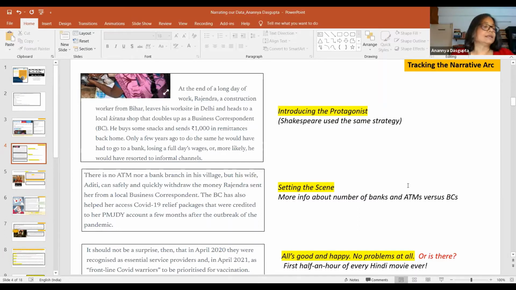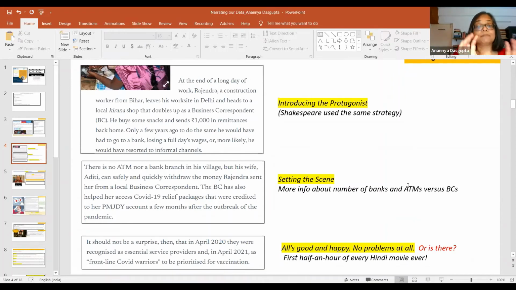There is the pandemic, there is the problem of sending money, and it turns out, and I left out one little paragraph which talks about how there are many more BCs than there are banks and ATMs in rural India, and that number is huge, right? So basically, the BC is set up as a protagonist, and then when you come to the very last excerpt that I have on the slide here, it should not be a surprise that in April 2020, they were recognized as essential service providers, and in April 2021 as frontline COVID warriors to be prioritized for vaccination. I mean, this is huge. This is amazing, right? This is the kind of recognition that leaves no doubt. So everything seems quite good, actually.